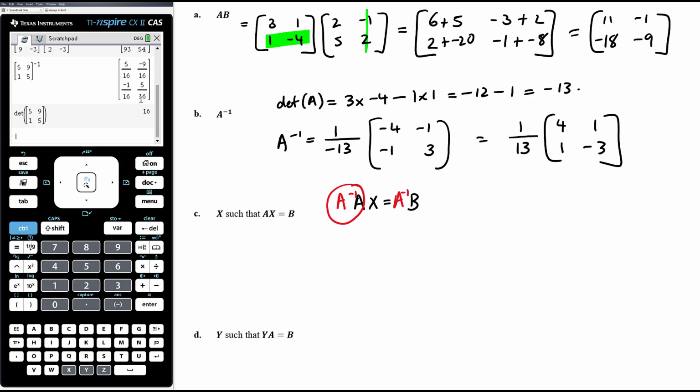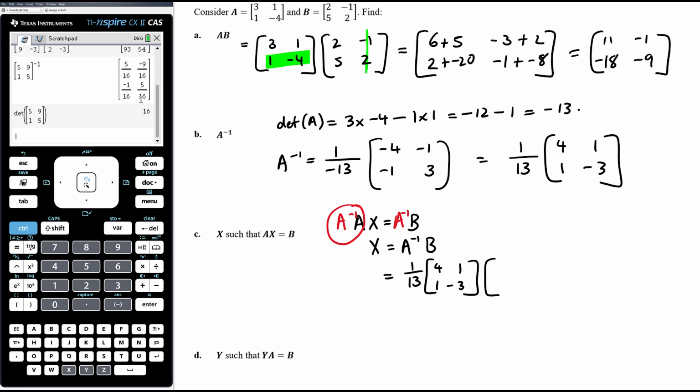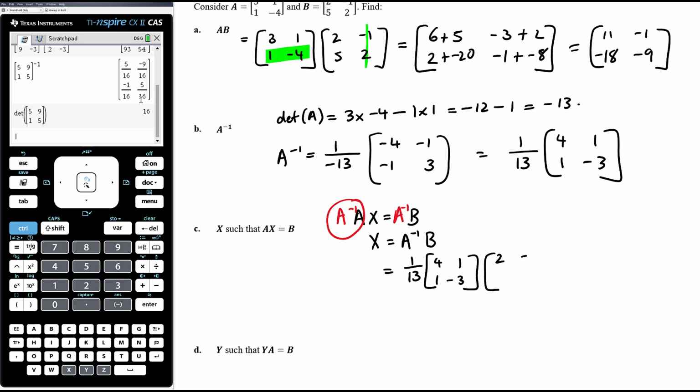Okay, and that then means that x is going to be the inverse of a times b. So I need to calculate 1 on 13. Inverse of a is [4, -1; 1, -3], and we need to do that times b, and b was [2, -1; 5, 2]. Now, you can multiply the fraction in here, and then you'll have all of those numbers over 13, and then do all of that times that, but then you're going to have a lot of fractions.